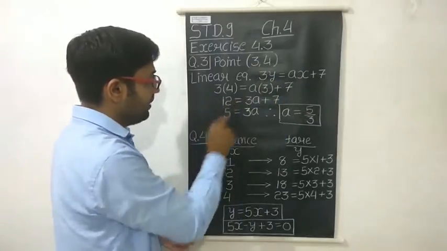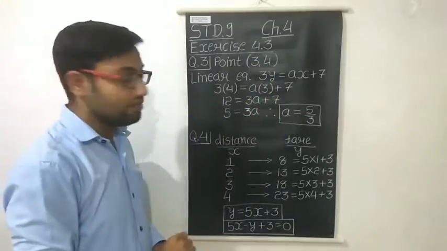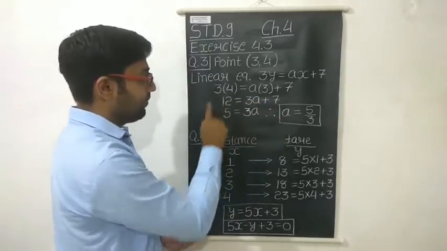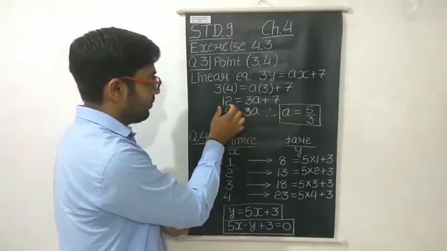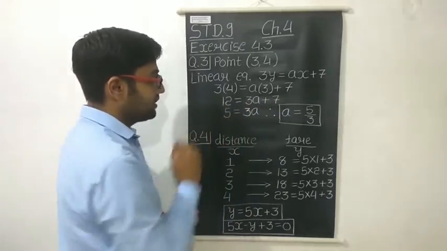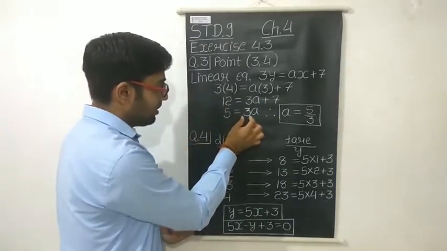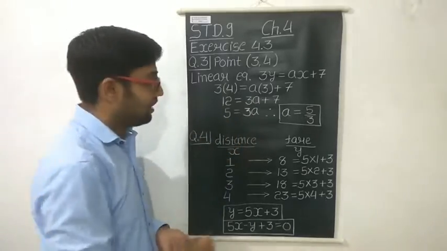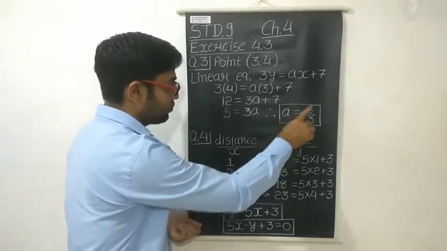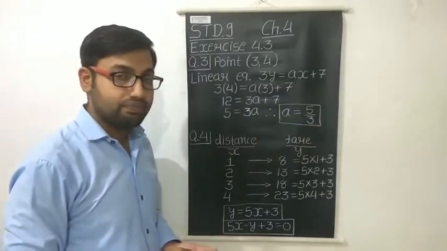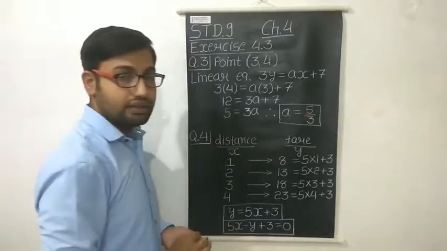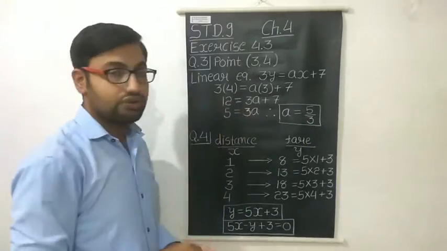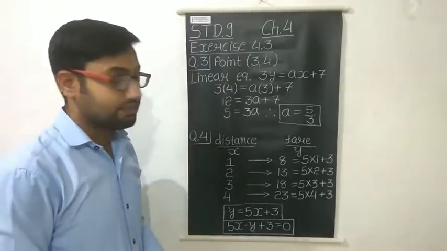So 3 fours are 12, equals 3a plus 7. When we take this 7 to the left hand side, it will be subtracted from the 12. So we get 12 minus 7 equals 5, equals 3a. Now by taking this 3 to the left hand side, it will go in the denominator with the 5. So we will get the value of a equals 5 upon 3. So this is the value of a, that is 5 upon 3. In this way we can solve this type of questions, and they are very easy.